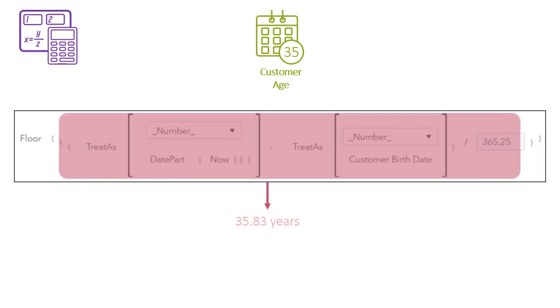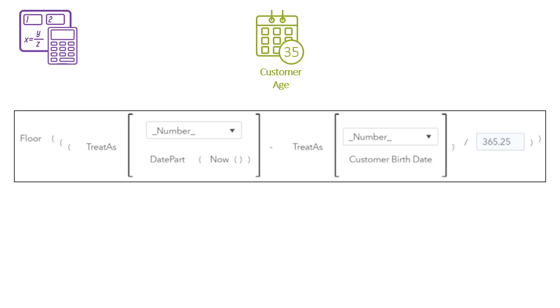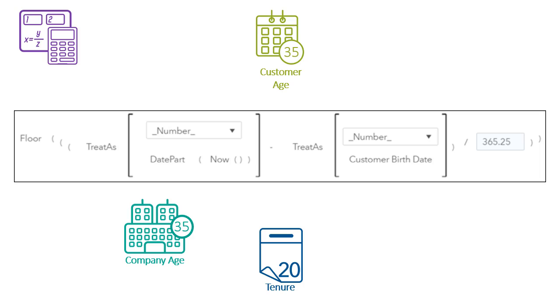To convert to years, this number is divided by 365.25. Because people often don't state their ages in decimals, the Floor operator is used to round the number down to the nearest integer. This type of calculation can also be used to calculate the age of a company, tenure or the length of time at a company, or the number of years between two dates.